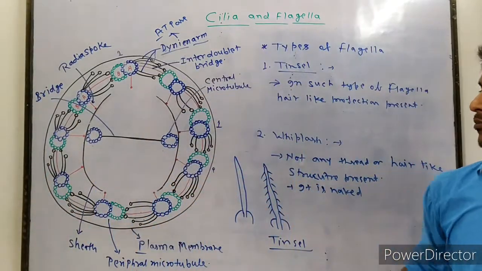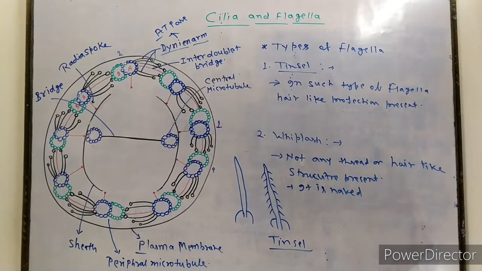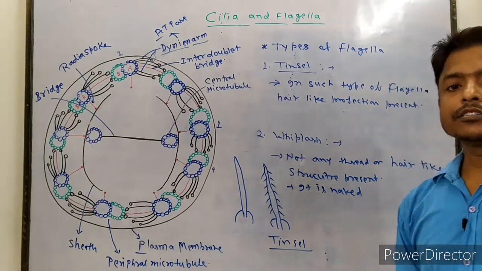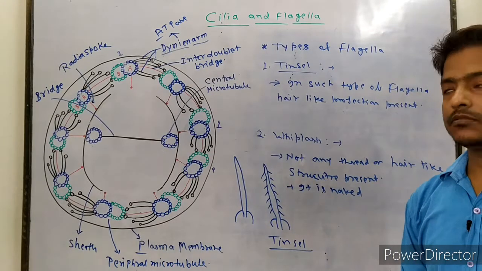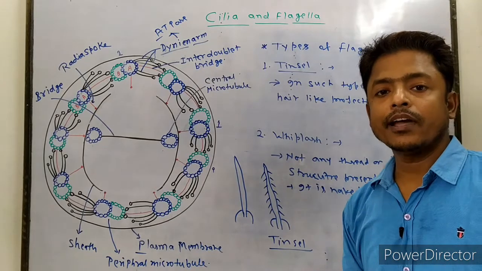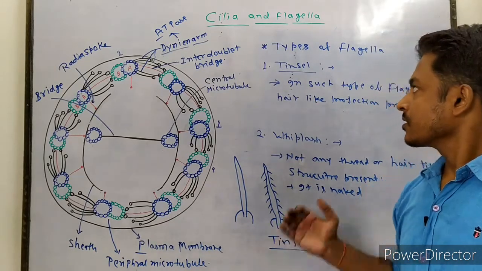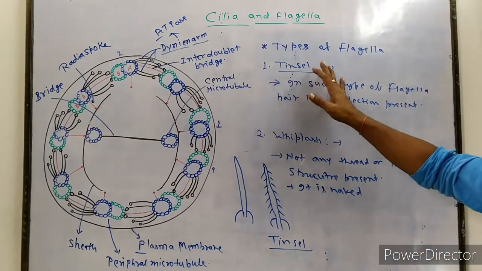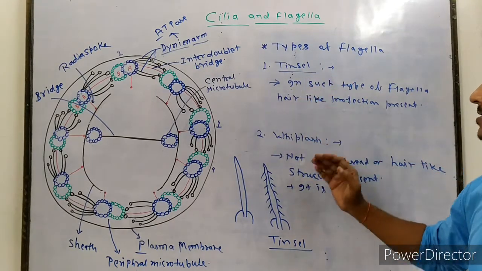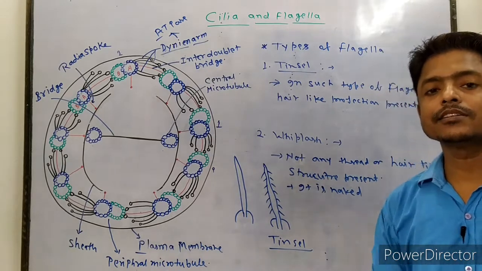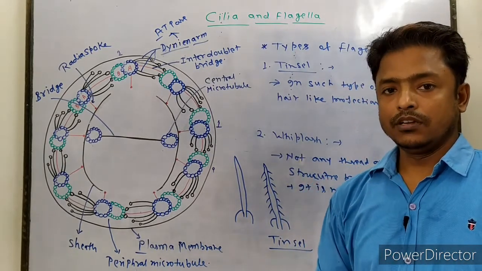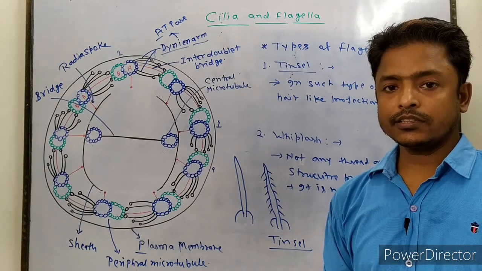So in this segment we have discussed the structure of cilia and flagella, and the functions of cilia and flagella. Basically the functions of cilia and flagella are movement and locomotion. Okay, and the types of flagella, tinsel and whiplash, were discussed. Next, in the next video we will discuss the next topic. Okay, thank you.